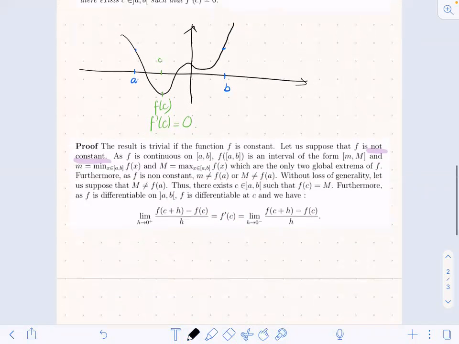So to be able to prove that, we need to use the fact that f of c is equal to m, is equal to the max for x on AB of f of x. So what can we say about the sign of f of c plus h minus f of c?